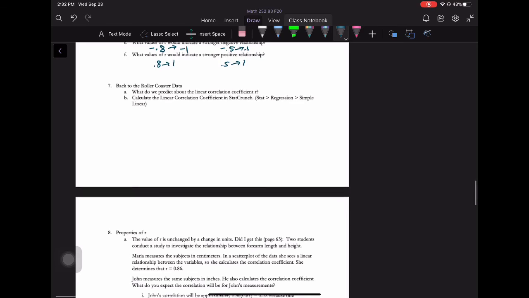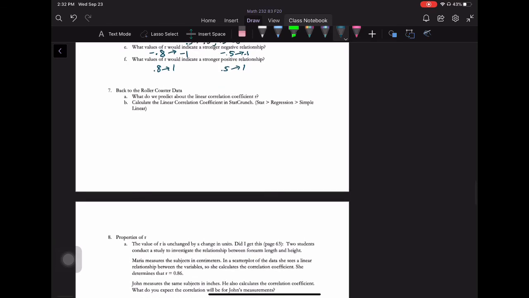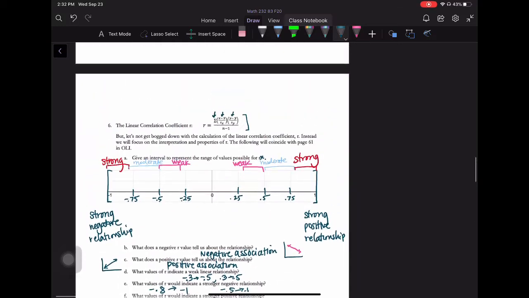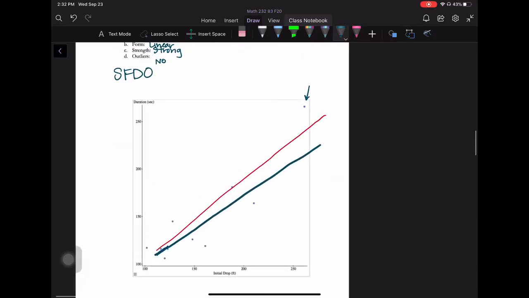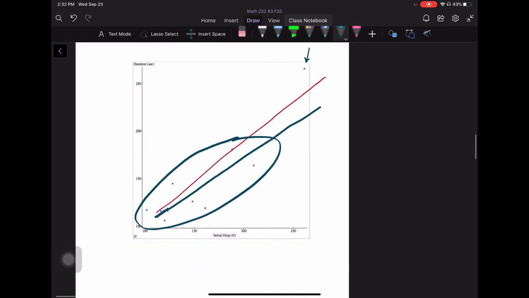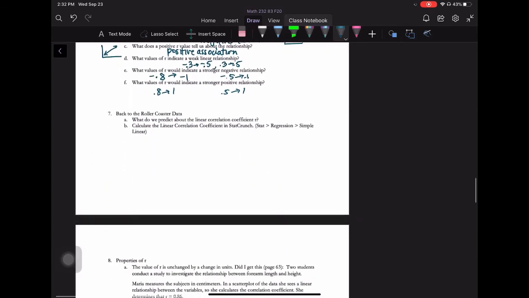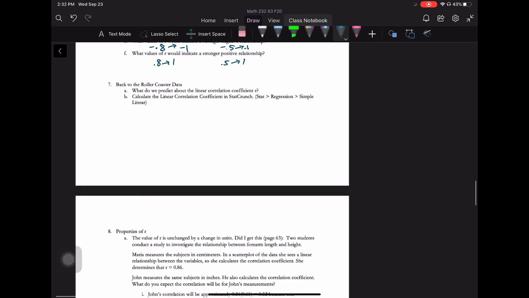Okay, what do we predict about the linear correlation coefficient of R? Well, based on our picture, it feels like our data is pretty close to the line. That seems to be a strong relationship. So I would say that it's probably between 0.8 and 1. And then we're going to calculate that.